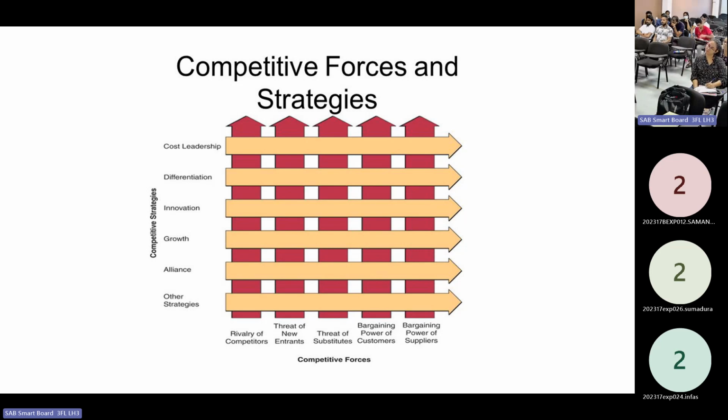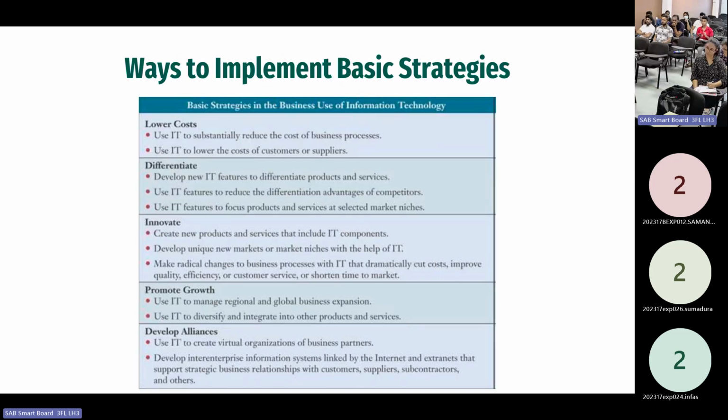And yes, there are some other strategies also. We will look into what the other strategies are, but first we'll go through the basic part. This gives us an idea of how we get IT support to implement these strategies. Can you take some time and read the table? Check the table. We are looking at the basic strategies and what kind of IT support we can take.